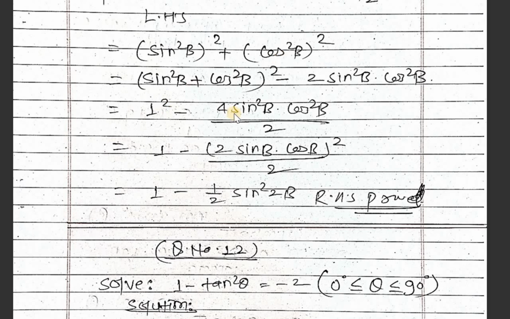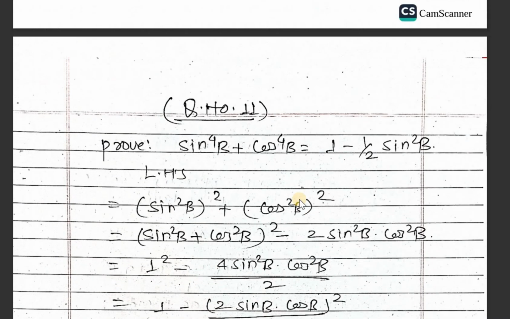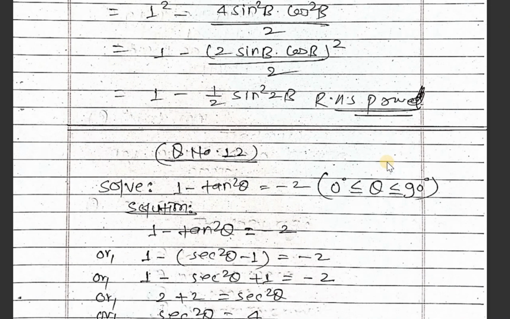Then in place of this we can write 1. So 1² − 4 sin²β cos²β / 2. Then 1 − (2 sin β cos β)² / 2. So 1 − 1/2, and in the place of this we can write sin²2β. So 1 − (1/2) sin²2β. We have to prove this. Not b, this is beta.